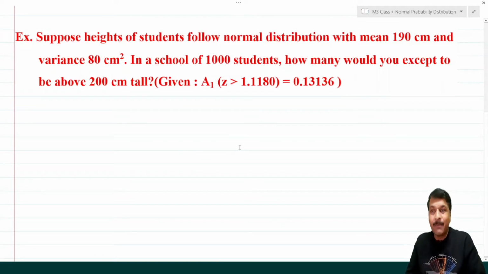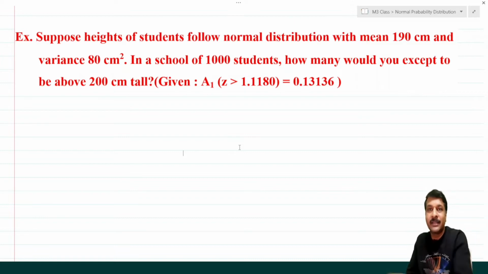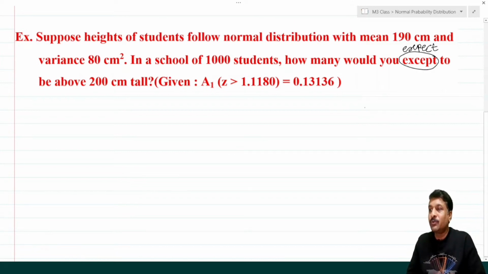So here is one example. Suppose heights of students follow normal distribution. So note that whenever in example the word normal comes, we have to use normal probability distribution. So suppose heights of students follow normal distribution with mean 190 centimeter and variance 80 centimeter square. In a school of 1000 students, how many would you expect to be above 200 centimeter tall? Given A1, here value is given: z greater than 1.1180 equal to 0.13136. A1 means it is the area.